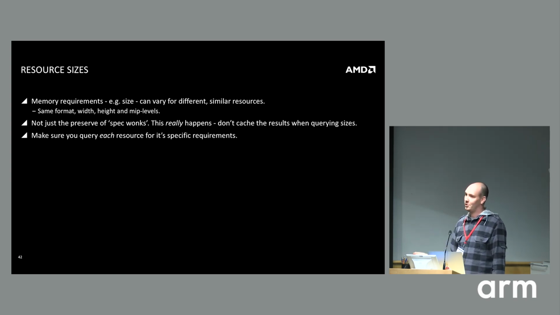So it's a weird corner of the spec. It's like, oh, this could happen in some moon round the sun thing with a cat dancing on the right hand side. Like maybe this will happen. It does actually happen. So do not cache the results of querying sizes. If you need to, query every resource for its size and use that. Do not cache the results of queries, and it'll save you a lot of headaches.